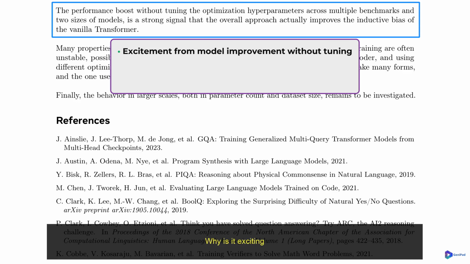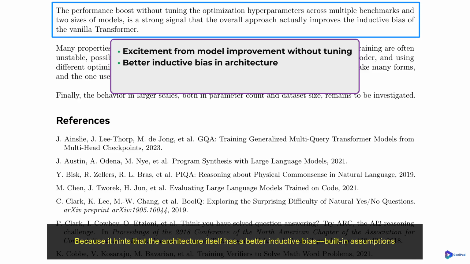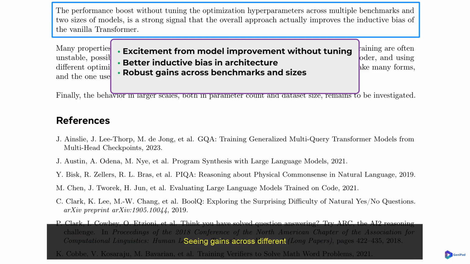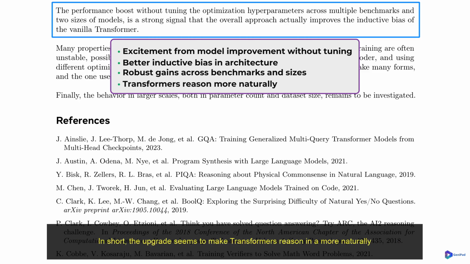Why is it exciting when a model improves without any hyperparameter tuning? Because it hints that the architecture itself has a better inductive bias, built-in assumptions that match the structure of real tasks. Seeing gains across different benchmarks and model sizes suggests the effect is robust, not a quirk of training settings. In short, the upgrade seems to make transformers reason in a more naturally helpful way.